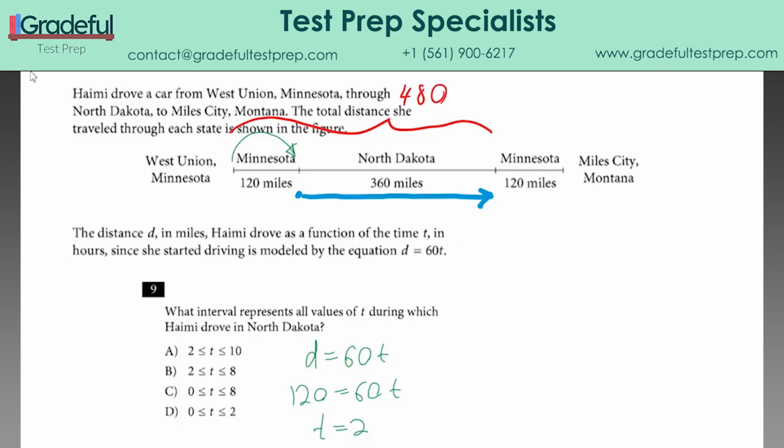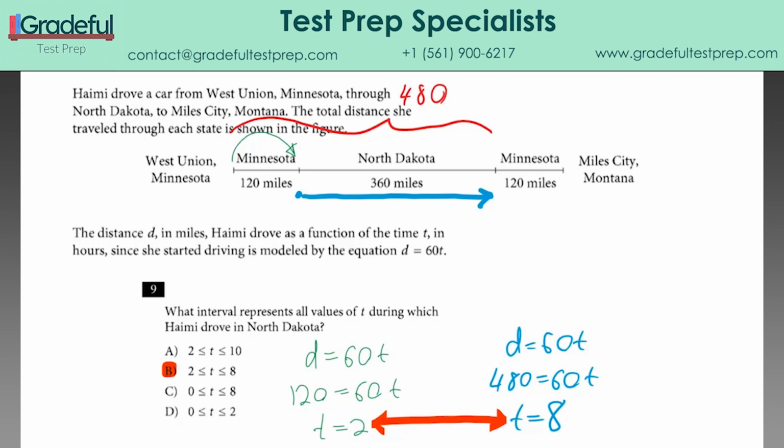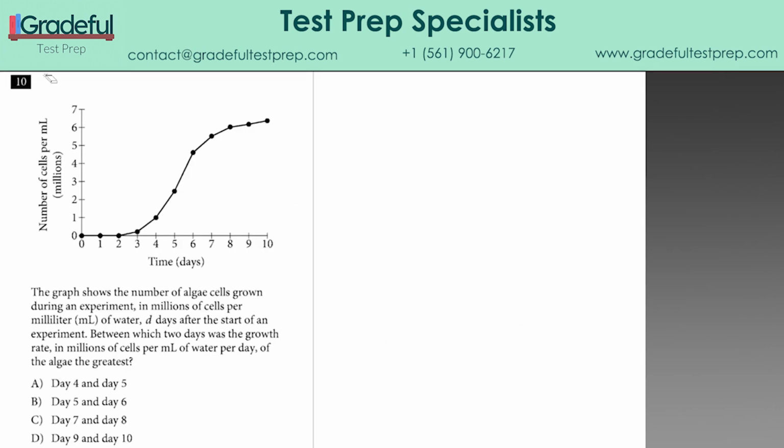So for the second part, we'll go ahead and use the same formula, but we'll plug 480 in for our distance, and t equals 480 divided by 60, which is 8 hours. So the time period starts at 2 hours and goes to 8 hours, and that's answer choice B for number 9. Going over to question 10 now.